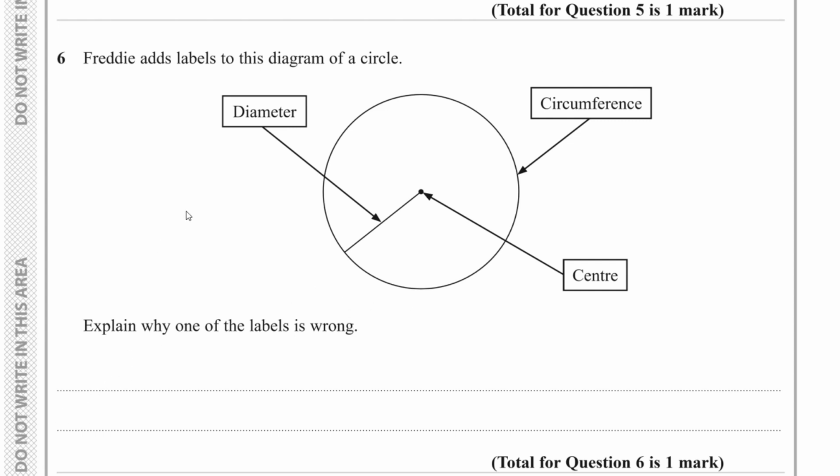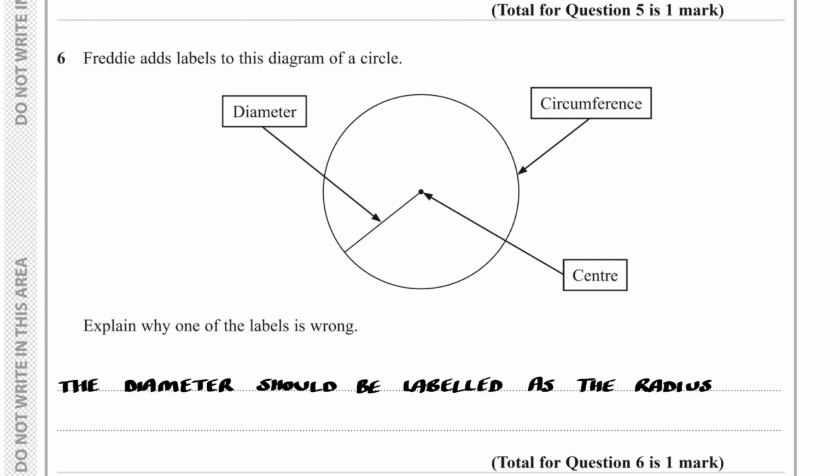Question number 6. Freddie adds labels to this diagram of a circle. He's labelled this part as the diameter, this part as the circumference, and this part as the centre. We have to explain why one of the labels is wrong. Well, this line here goes from the centre to the circumference, so this line should be labelled as the radius, not the diameter. The diameter goes from one point on the circumference to the other, passing through the centre. So the diameter should be labelled as the radius.